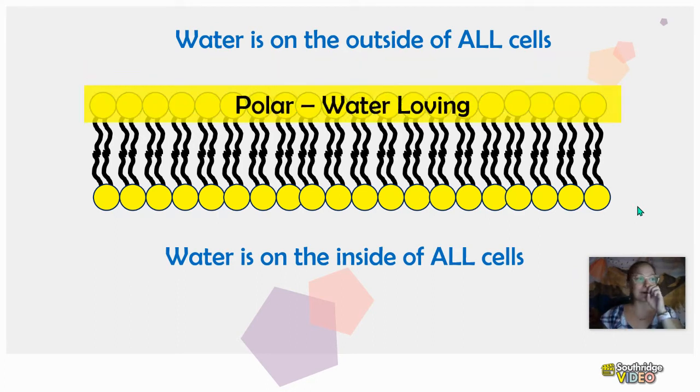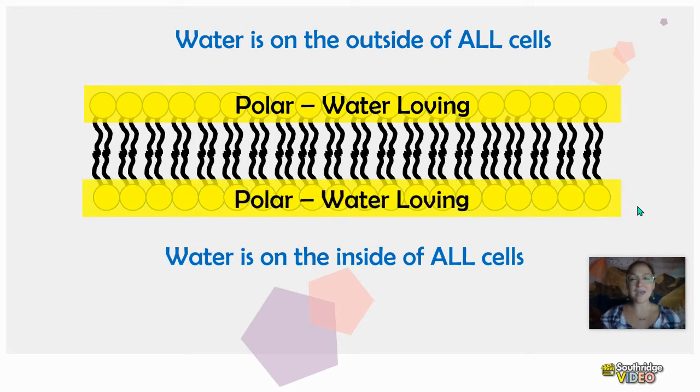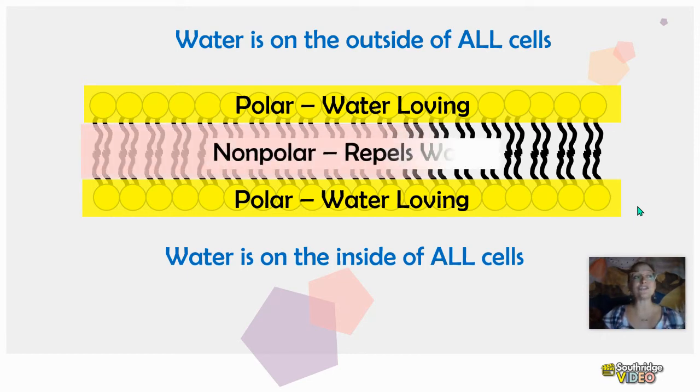So if you think about it, the way the phospholipids are structured, these yellow parts, the phosphate group heads, are water-loving. So it makes sense that in each layer, the part that is attracted to water is touching the water on the inside and the outside of the cells. And then those fatty acids that are lipids that repel water are facing each other.